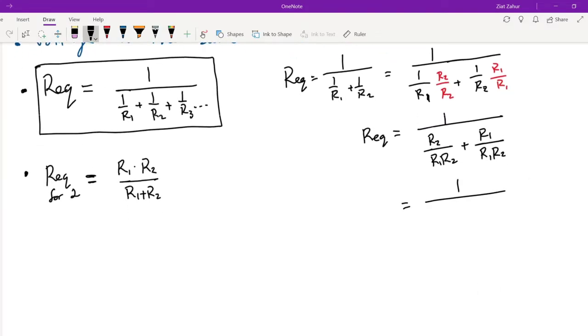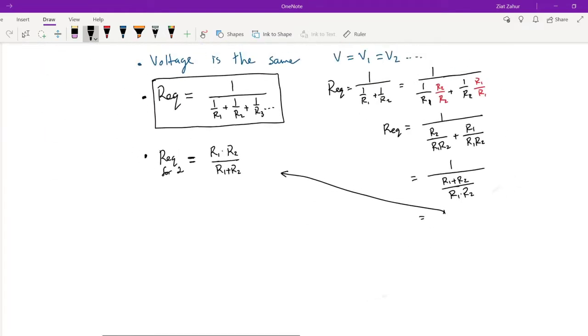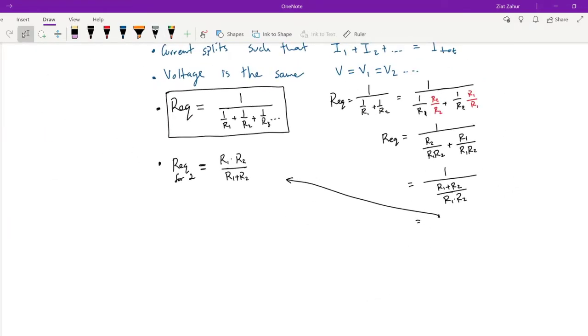So you get 1 over R1 plus R2 over R1 times R2. And then you take the inverse of that. That gives you, well, that gives you this. Product over sum. This is a shortcut only for 2, so table for 2 only.